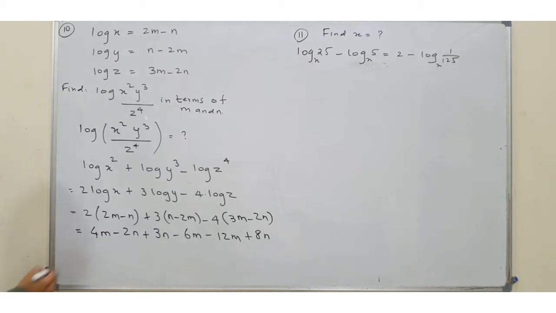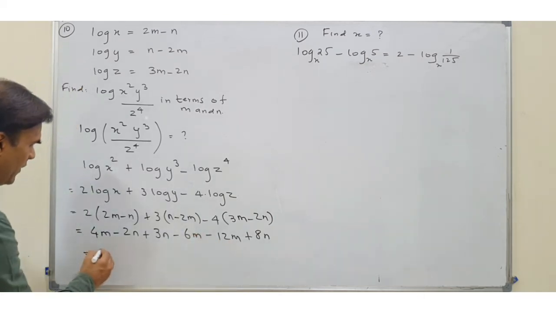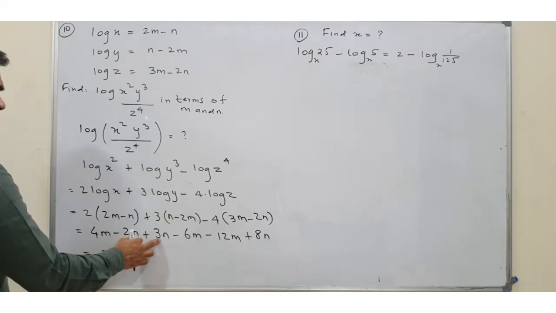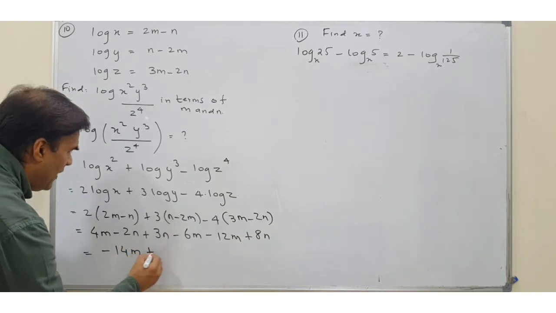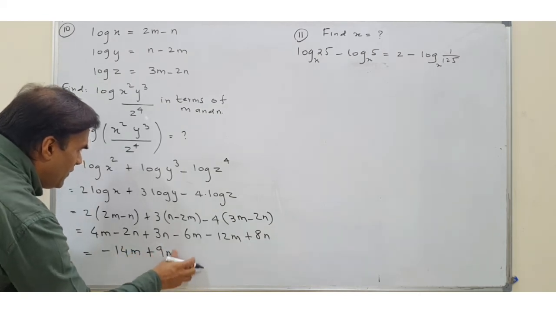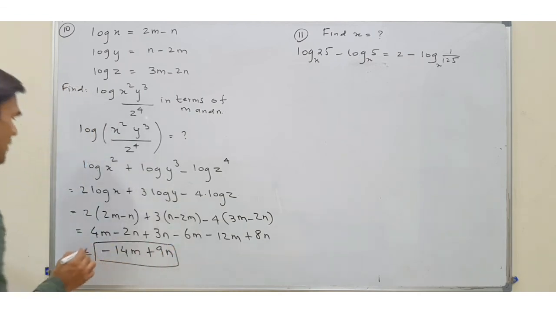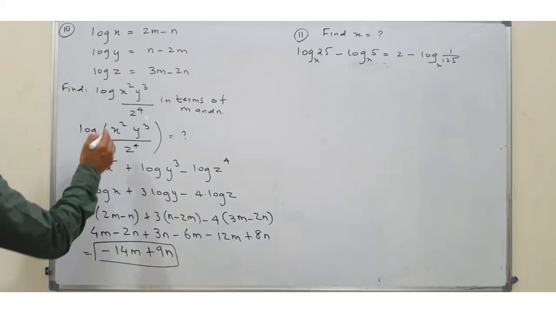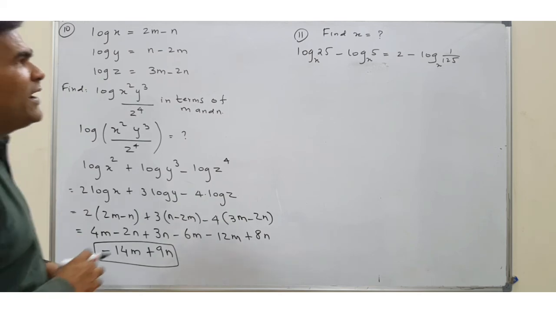Like terms would be added. 4n minus 6n, that will be minus 2n, minus 12n, minus 14n. Minus 2 plus 3 minus, that is plus 1, plus 8, plus 9n. This is your final answer, my dear friends. It was such a simple question, though at the face of it seems as if the question is difficult, but most of the time we are under this illusion only, whereas this question was quite simple.